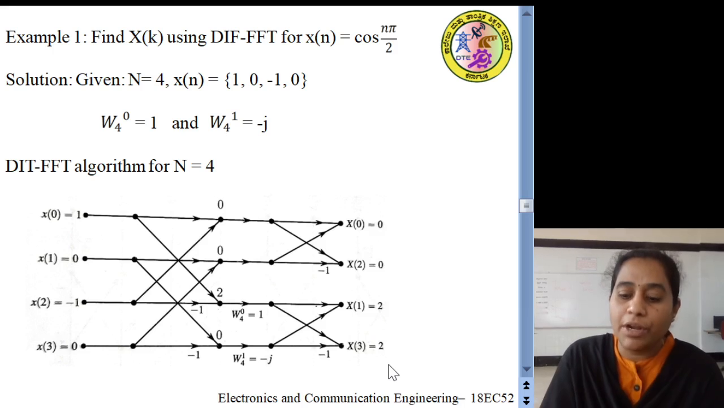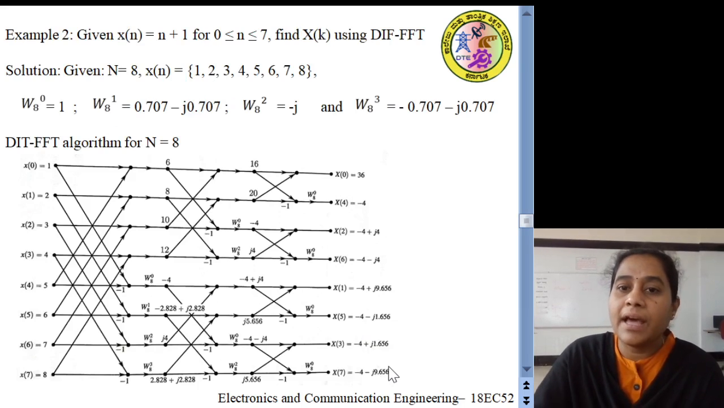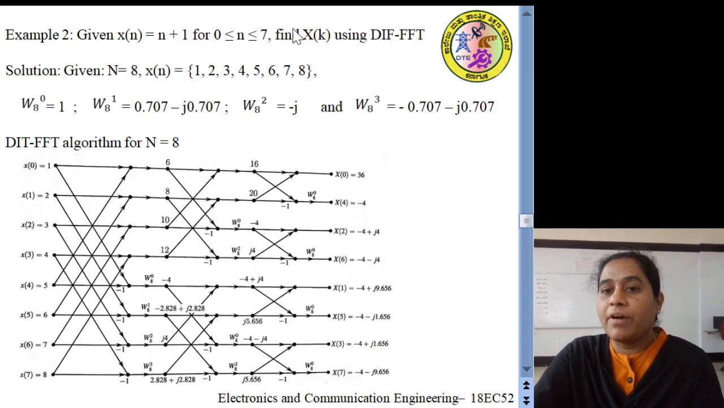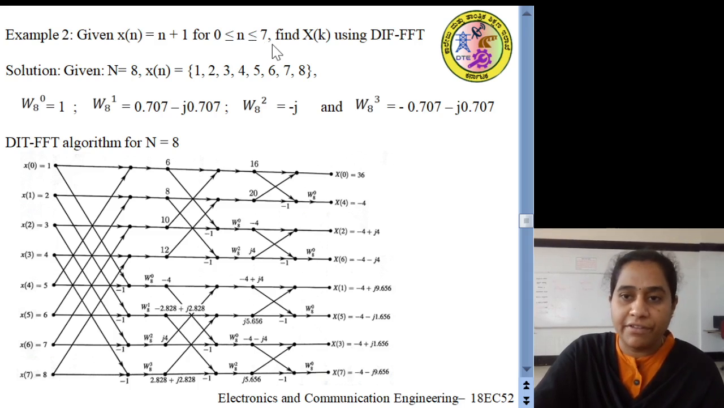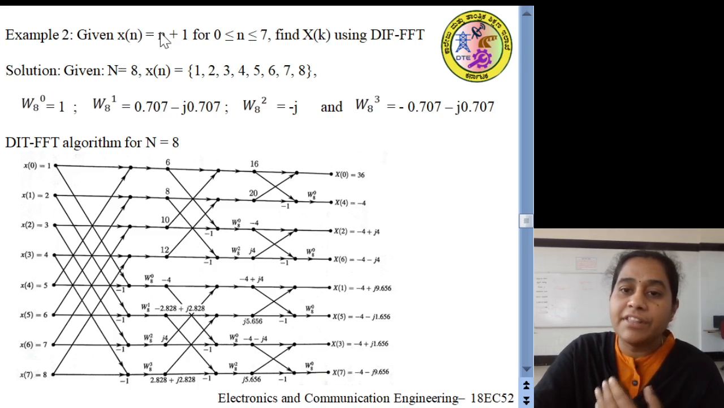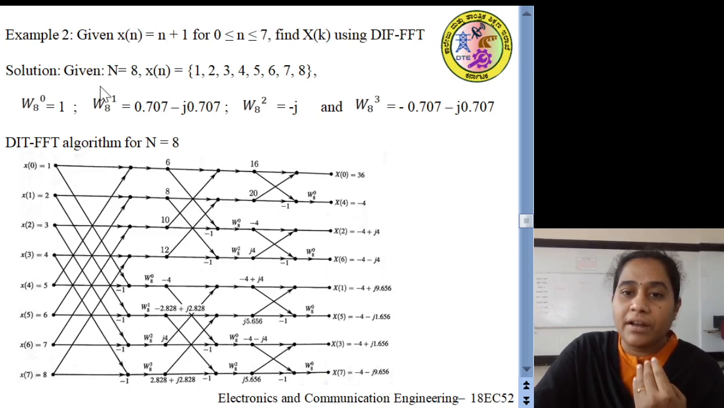Now let us consider one more example. Here, x of n is equal to n plus 1 for n varying from 0 to 7, and we need to find the DFT using the DIF FFT algorithm. So first we have to derive the inputs for N equal to 8. If we substitute n as 0, we obtain x of 0 as 1. If n is 2, x of 2 is 3, and so on.